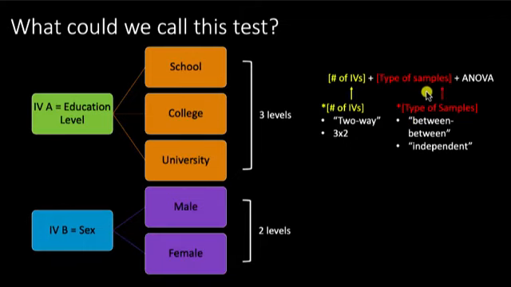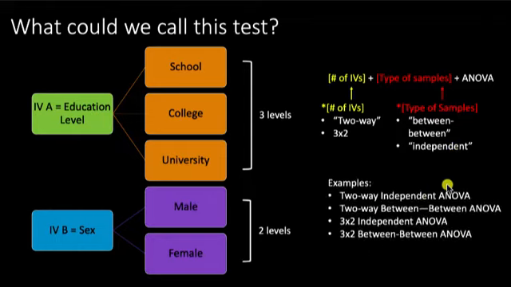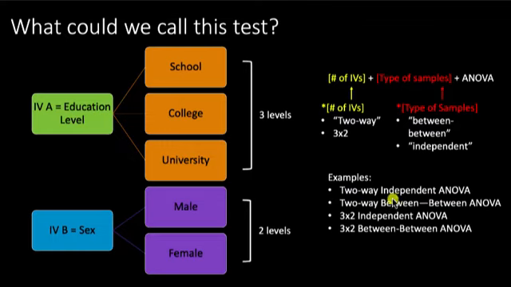We also need information about the type of samples. So for this week, we have independent ANOVAs. So we could refer to this as a between-between ANOVA or an independent samples ANOVA to indicate that both of our independent variables are between subject factors. So different namings that we could use is like a two-way independent, a two-way between-between, a 3x2 independent, or a 3x2 between-between. Right? There's various combinations that you can use as long as you have the number of independent variables identified as well as the type of samples, then you are good to go.